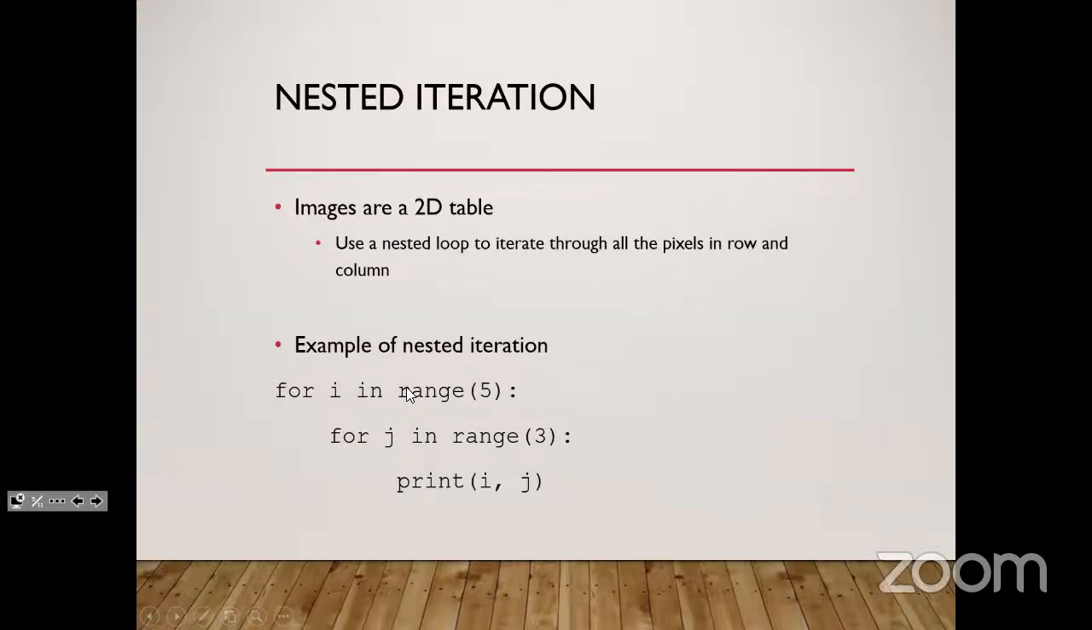So images are a 2D table, so we're going to use nested loops to navigate. We're going to have one loop that's going to be the rows and one loop that's going to be the columns. So we're going to pull our nested loops together.